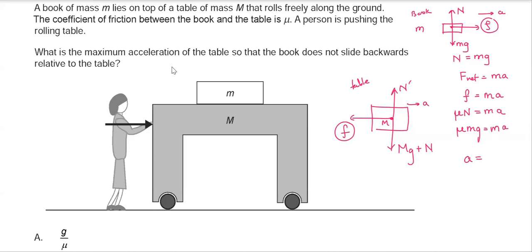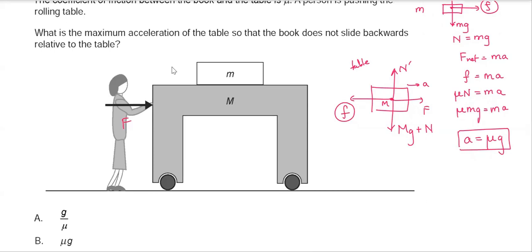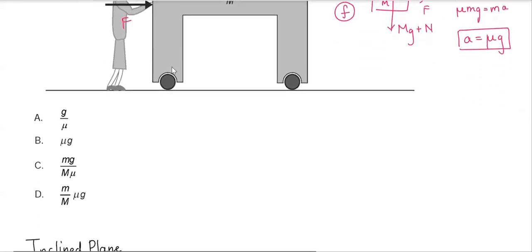So the acceleration will be the same in both cases. There is a forward force here. So from the equation for the book only, we can cancel out the m, and the acceleration will be equal to mu g. That will be the same acceleration for both the table and the trolley, because they are not sliding.